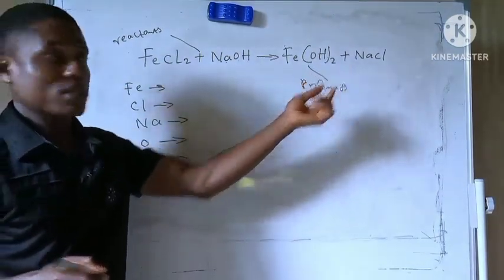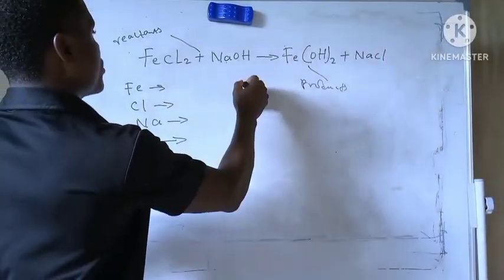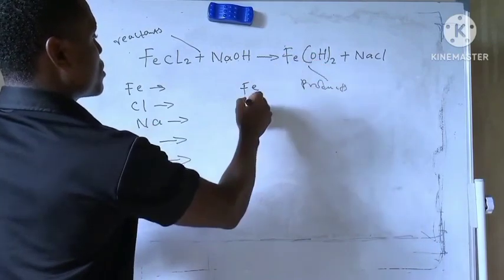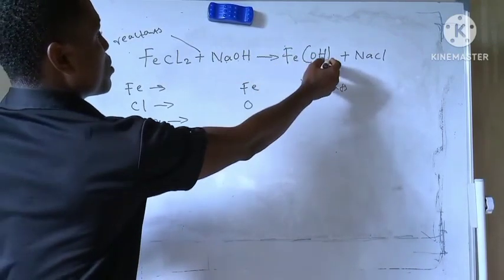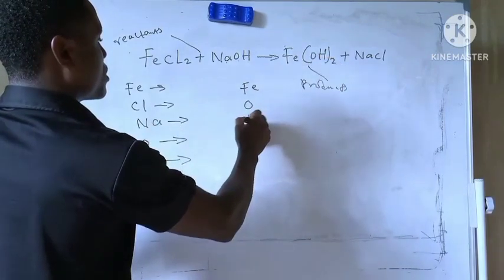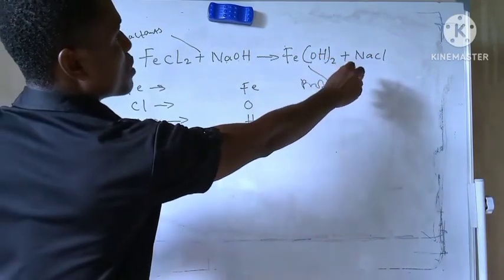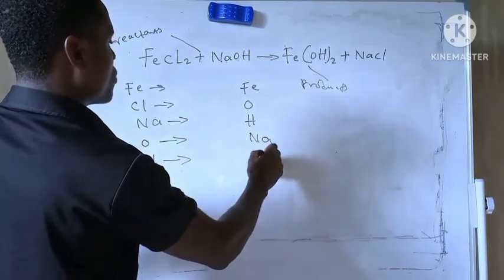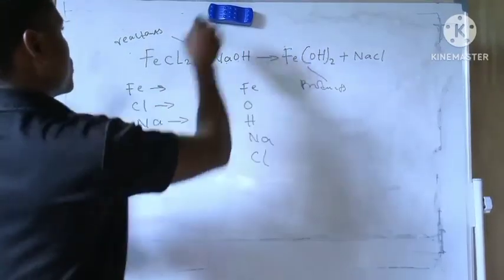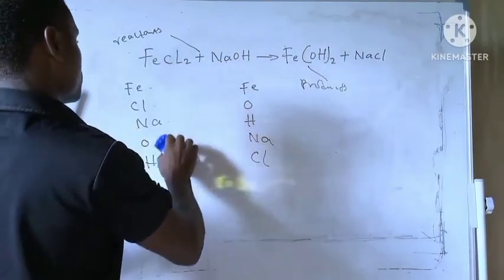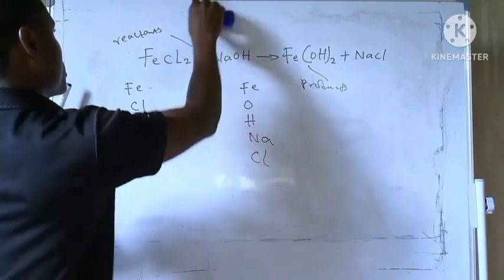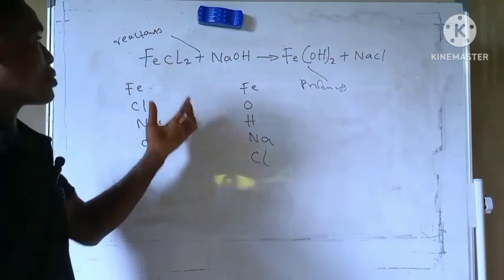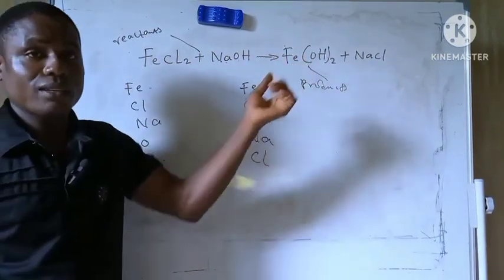We are done with the left part, which is the reactants. Let's come to the right part. The first one is still iron. The second one is oxygen. The third one is hydrogen. The fourth one is sodium. And the last one is chlorine. You can either leave this arrow or not. So we are done writing down all the elements at our left side and our right side.